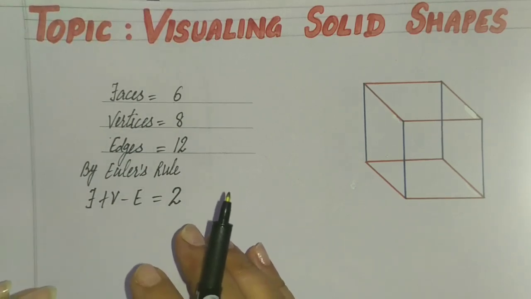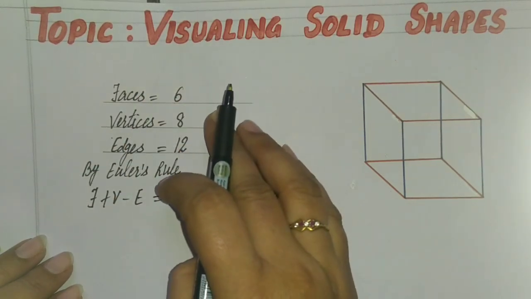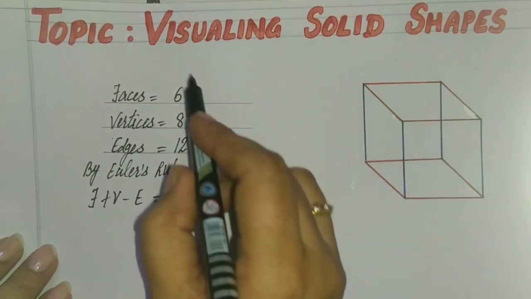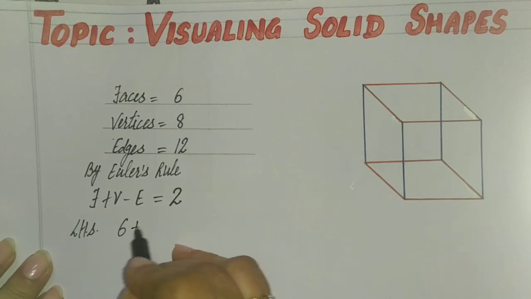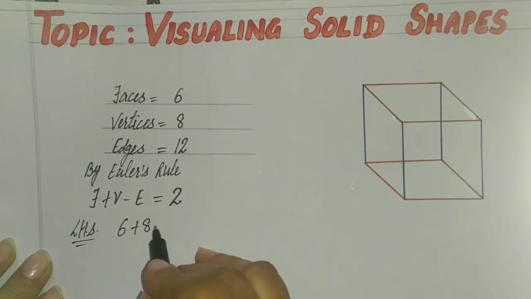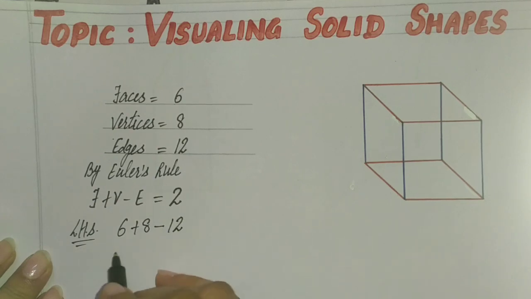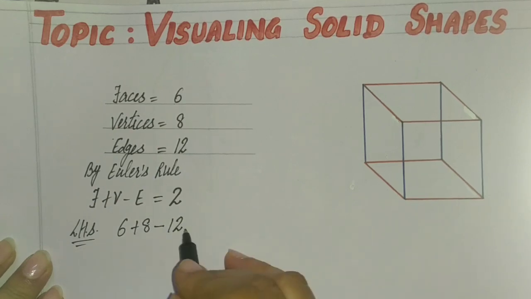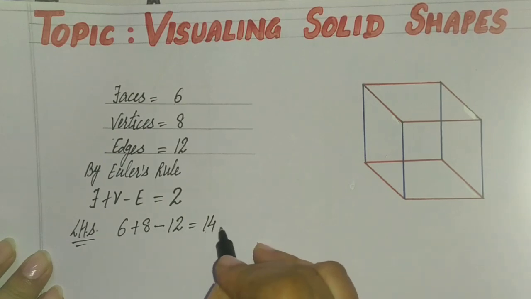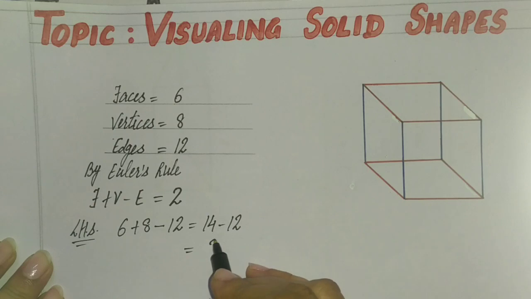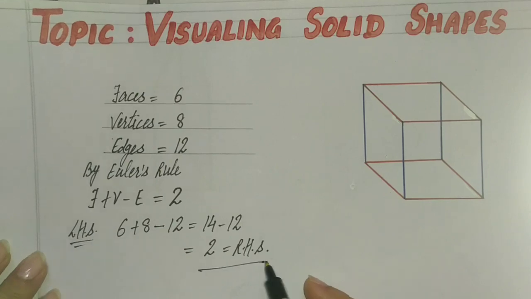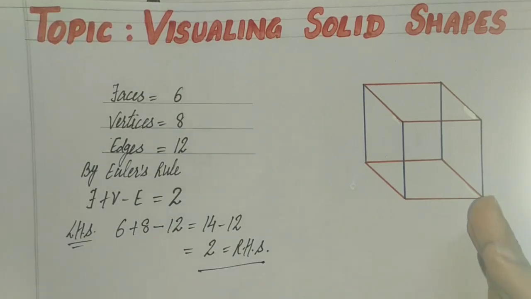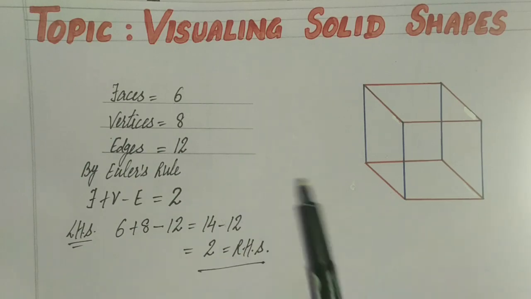Now let's apply this rule on the faces, vertices and edges of a cube. Put all these values on the left hand side, that is 6 faces plus 8 vertices minus 12 edges. Now check, what do you get here? So it's 14 minus 12 is equal to 2, which is equal to the right hand side. Hence it proves that there is a relation between the faces, vertices and edges.